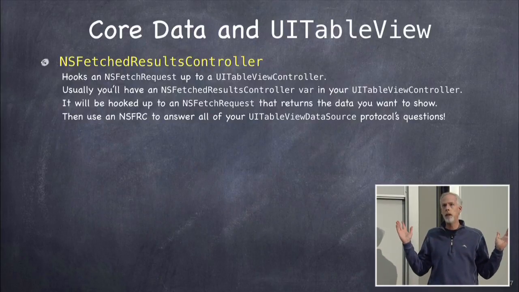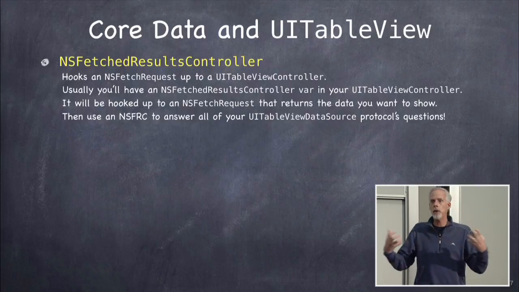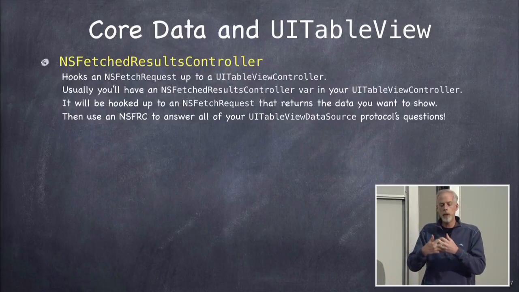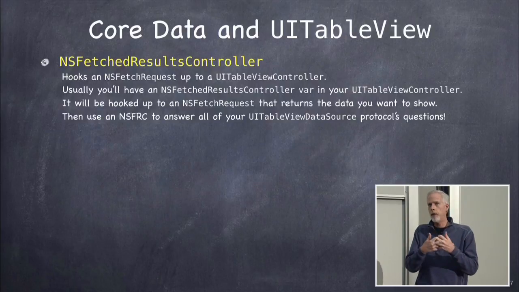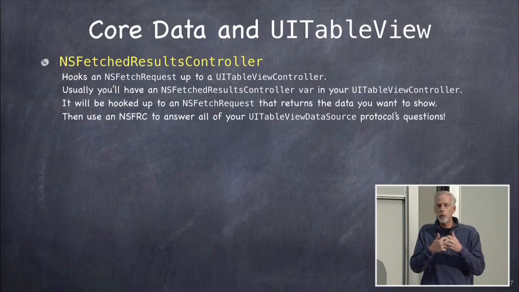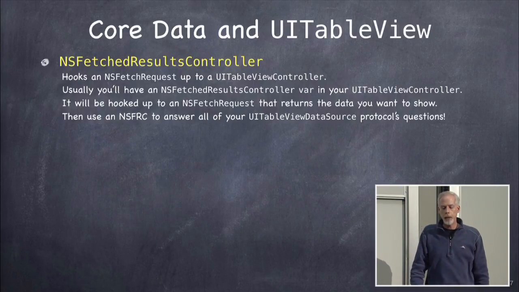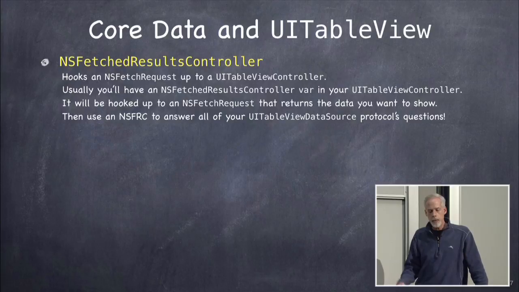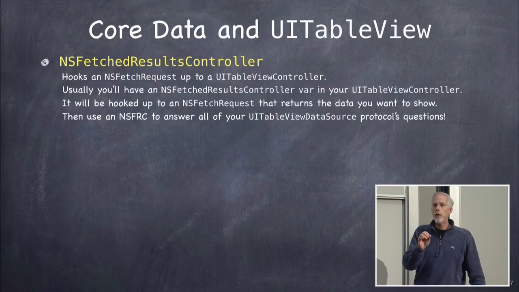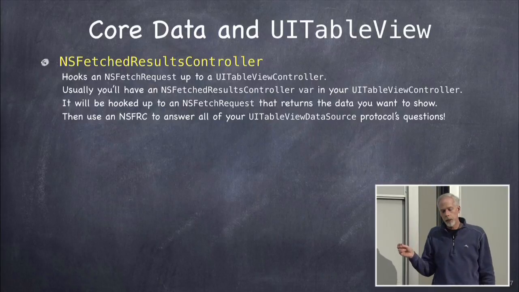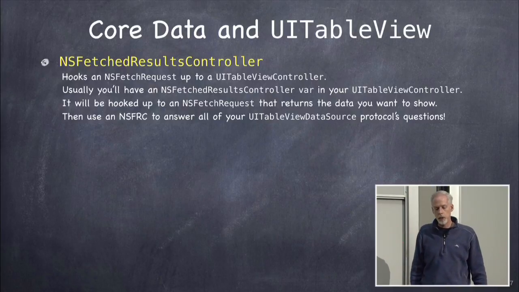You don't have to do anything. So this is an active, live hookup between the NSFetchRequest and the table view. Even if some other context is changing the data, it doesn't matter. It's always keeping that table view up to date. So I'm going to talk about how we use an NSFetchedResultsController. I'm even going to provide you some free code to do some of it. You'll have to type in a little bit of the rest of it, but it's pretty easy to do.